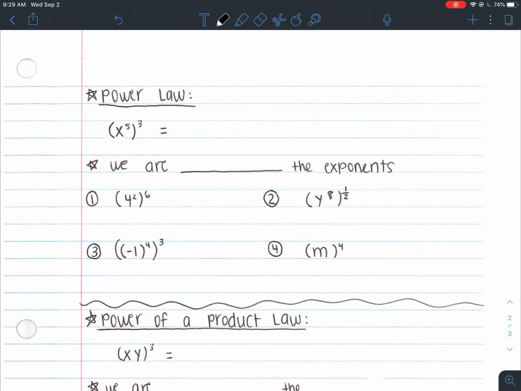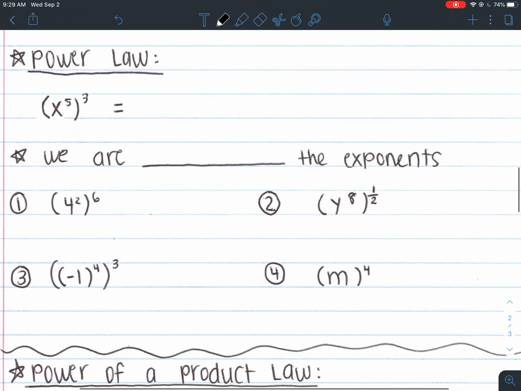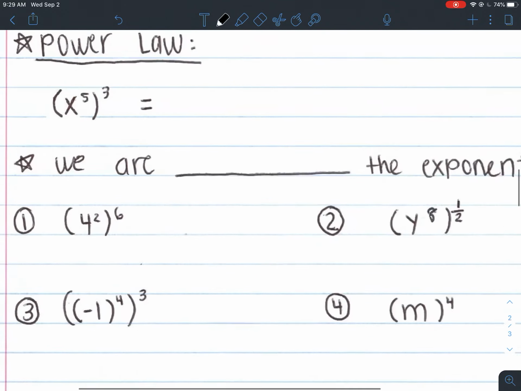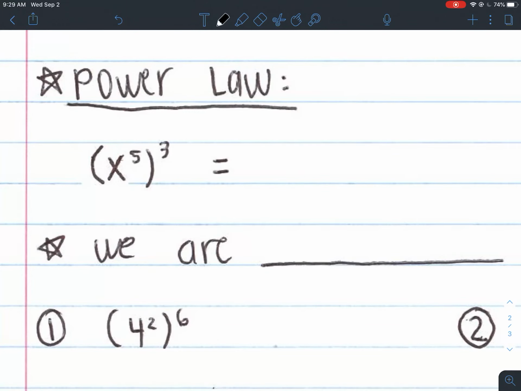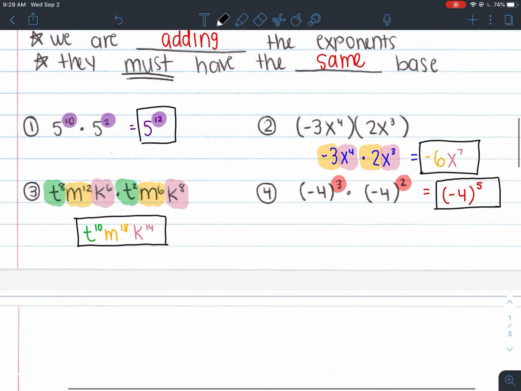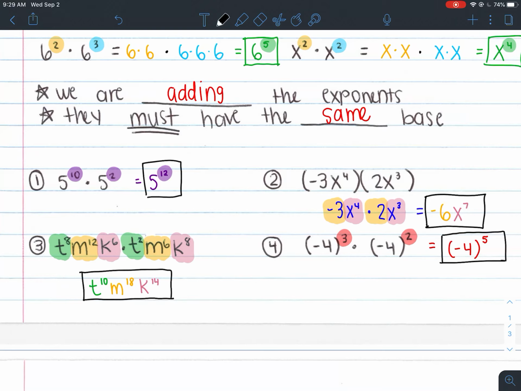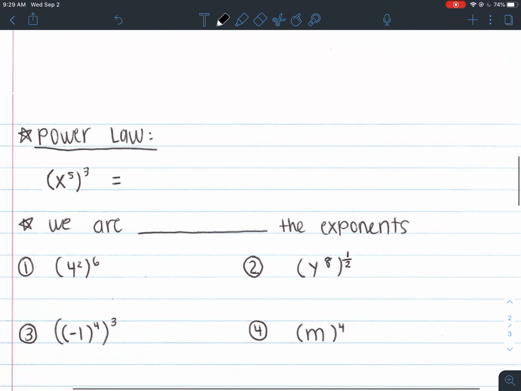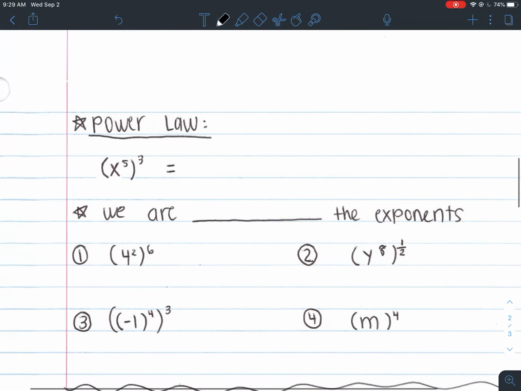So this is the second law that we learn. Okay, so the power law is one with parentheses. And so you're going to be super, super careful about this, okay? Because this is different from the previous one, which is the product law. As you notice, as we were going through each problem, if they had the same base, I would add the exponents, right? Power law is not the same thing. You're not adding the exponents.